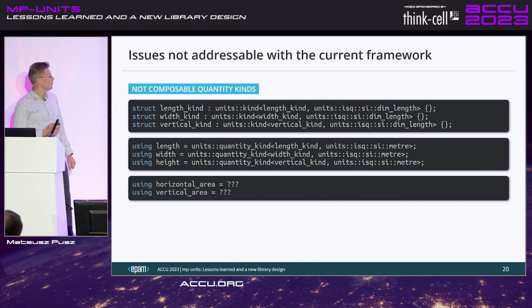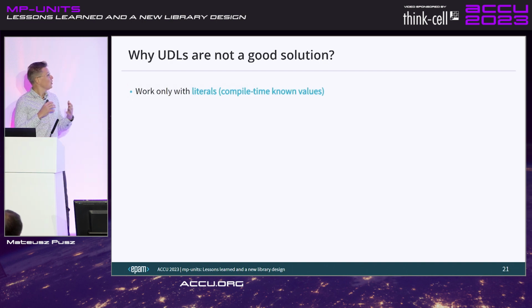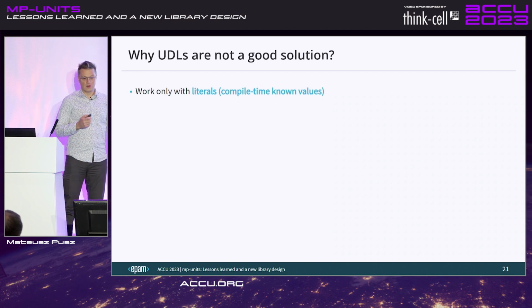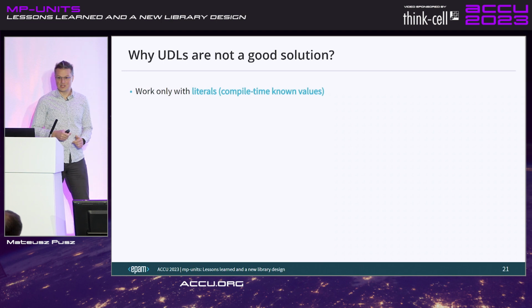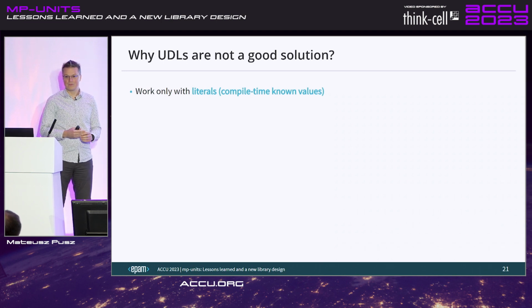So those were the issues that we found out that were really hard to do or impossible to cover with the previous framework of the library. And now the question, why user-defined literals are not a good solution for things like a physical units library? Because this is what everybody expects, because, well, this is what we have for durations in the chrono library, right? So why am I not supporting that?